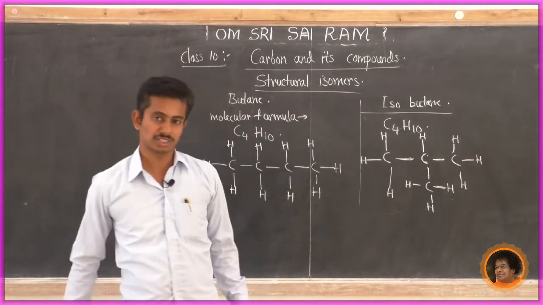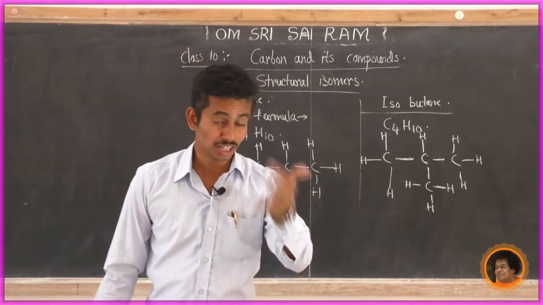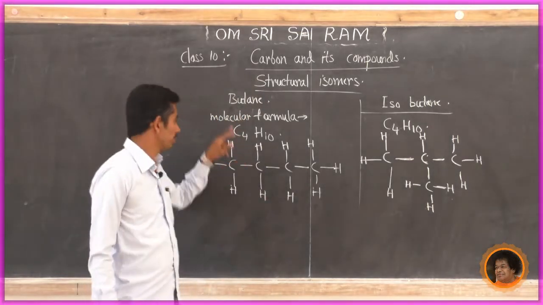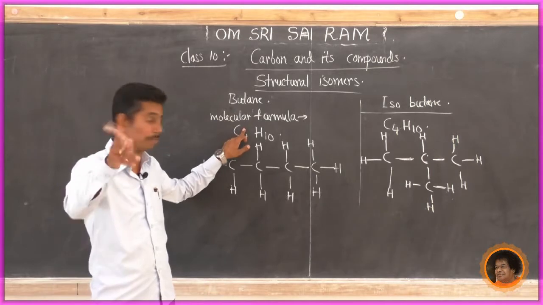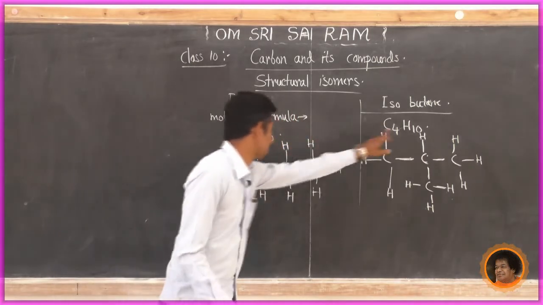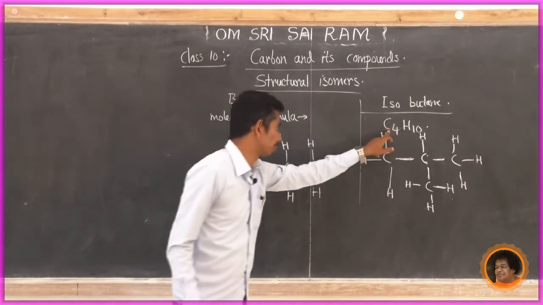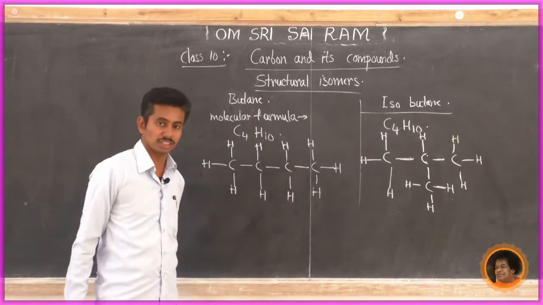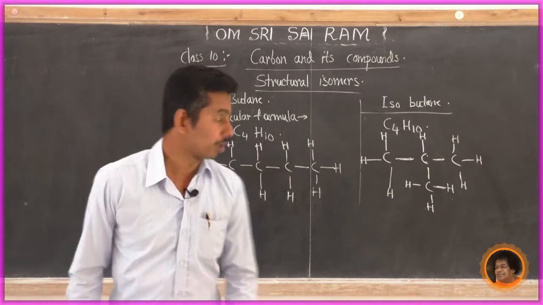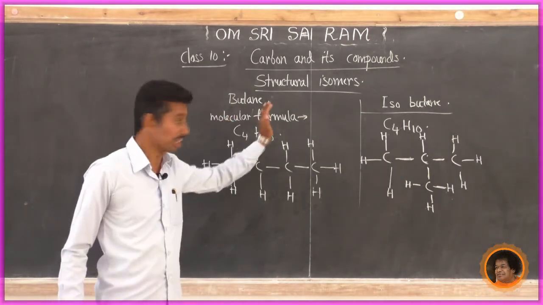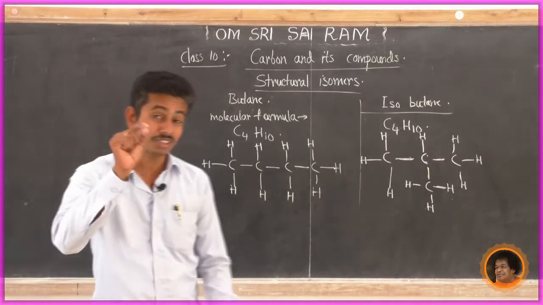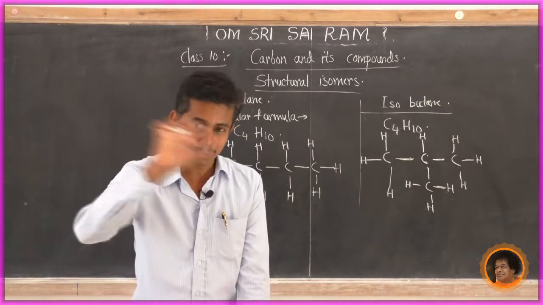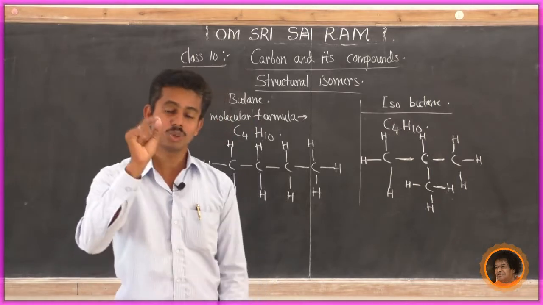In the exam they ask, what do you mean by structural isomers? Structural isomers means organic compounds that have the same molecular formula, like butane and isobutane, C4H10, C4H10, but different structural formulas. They are called structural isomers, and this process is called isomerism. It is not given in the textbook. This process is called isomerism.